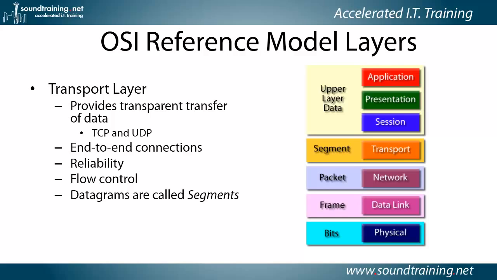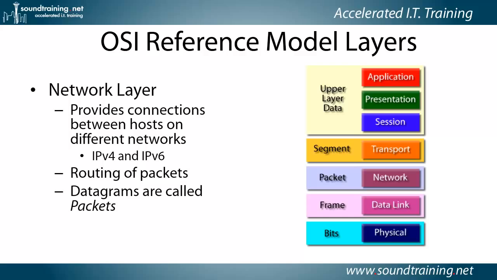So you use TCP when you need to ensure that the datagrams arrive at the destination, and you use UDP when latency is more of an issue because there's more overhead associated with TCP. Good example of that is VoIP packets often will use UDP because they're more sensitive to latency than they are to packet loss. The transport layer provides end-to-end connections, also reliability, flow control, and the datagrams at layer 4, the transport layer, are called segments.